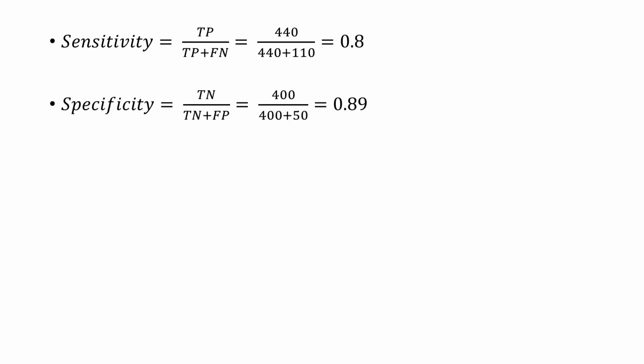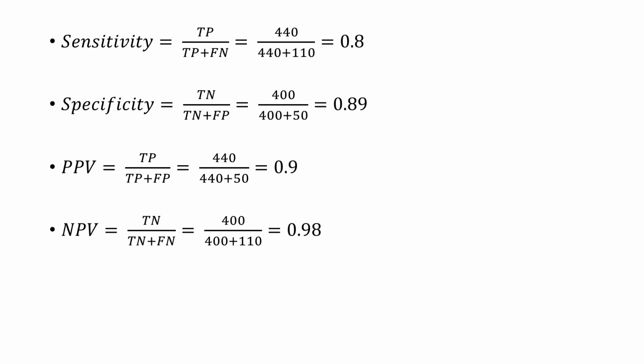Specificity is true negative over true negative plus false positive, which is 400 over 400 plus 50, which equals 0.89. This says for anyone who does not have the disease, 89% of those will test negative with this new test. PPV equals true positive over true positive plus false positive, which is 440 over 440 plus 50, which equals 0.9. This says for anyone who tested positive, 90% of those will actually have the disease.